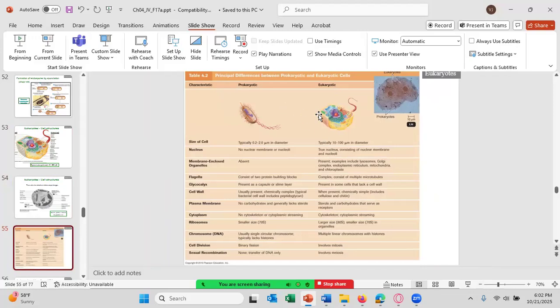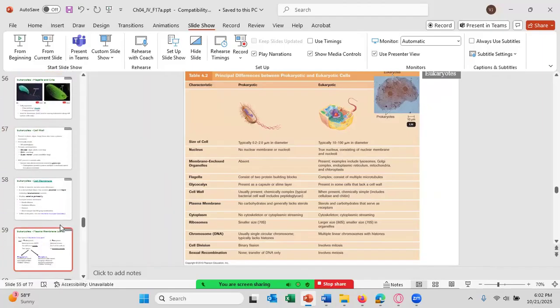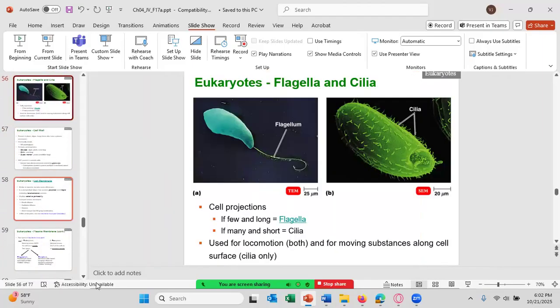Comparing a prokaryote cell with a eukaryote cell, I'll let you go through that. Eukaryote cells can move by one of three means. They can move by a flagella, they can move by cilia, and then they can also move by pseudopods, like a white blood cell moves by pseudopods.